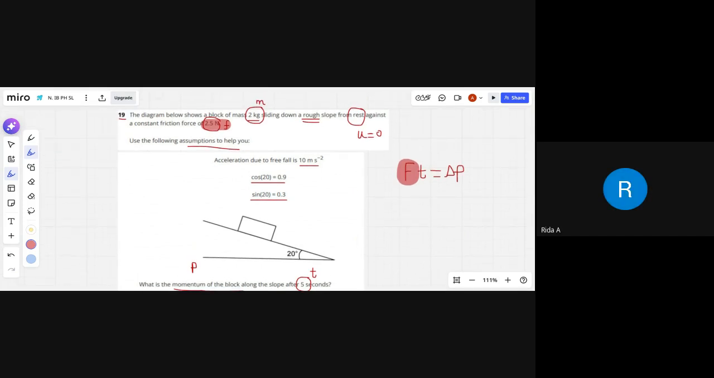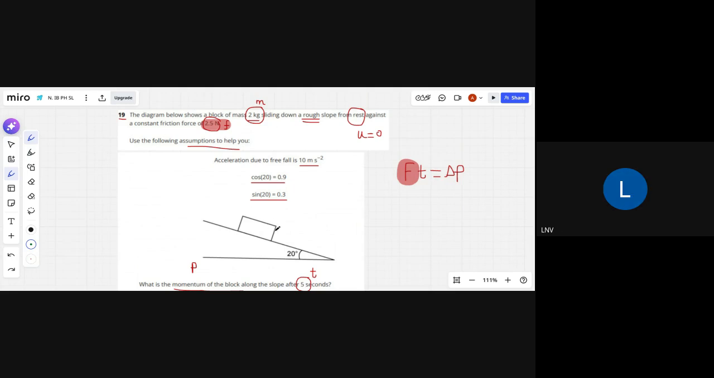A hint I can give you is look at all the forces that would be acting on the block. Well, you have friction going in the opposite direction of motion. So weight would be one of them. Normal would be one of them.